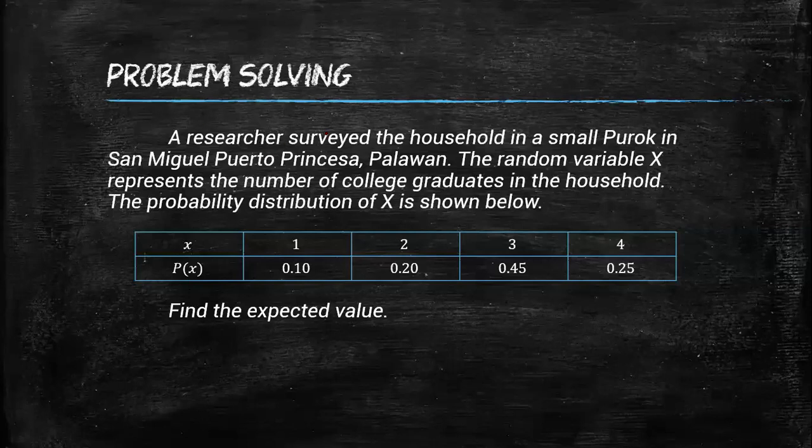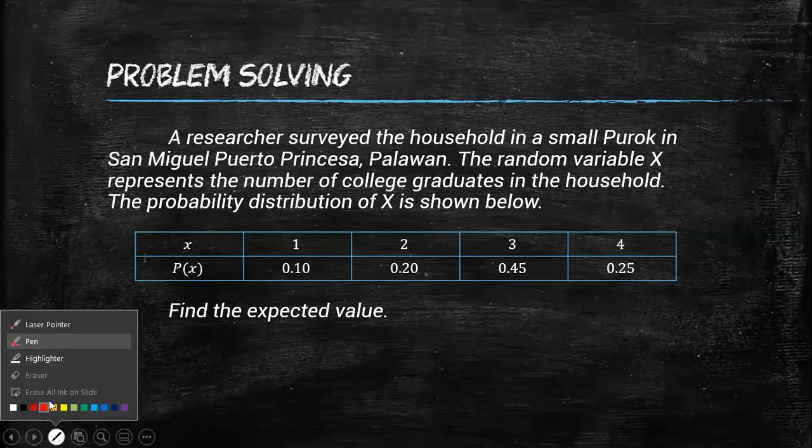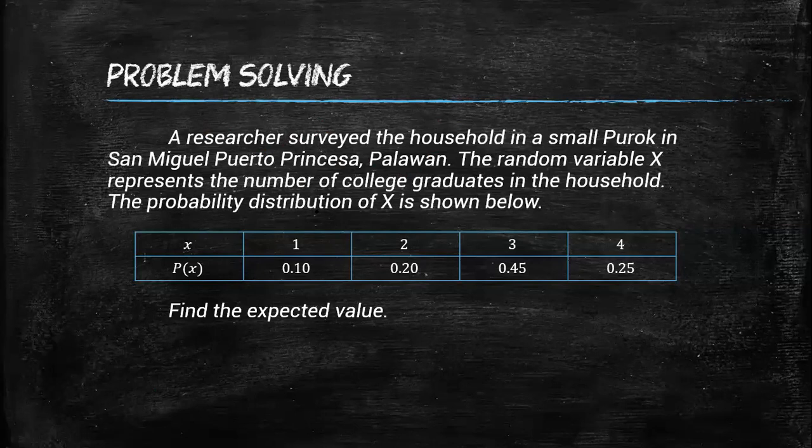A researcher surveyed the households in a small purok in San Miguel, Puerto Princesa, Palawan. The random variable X is the number of college graduates in the household. The probability distribution of X is shown below. Madali lang to sa inyo, class, kasi binigay na yung table. So, find the expected value using Polya's four-step rule in problem solving.